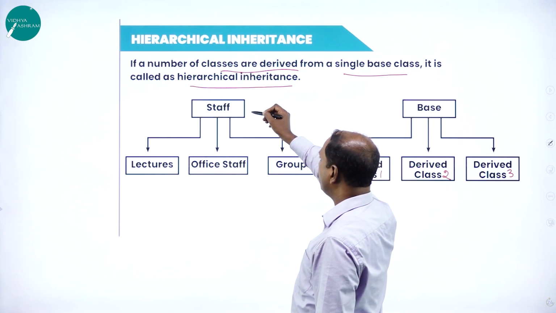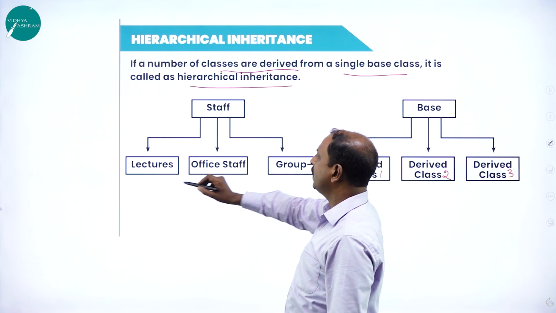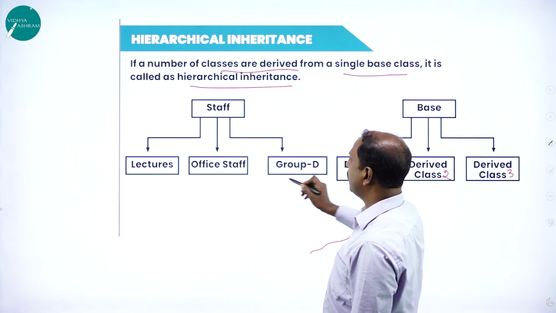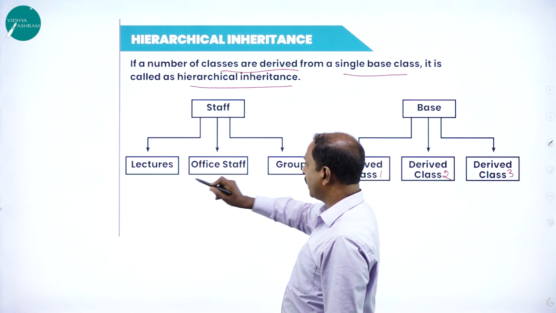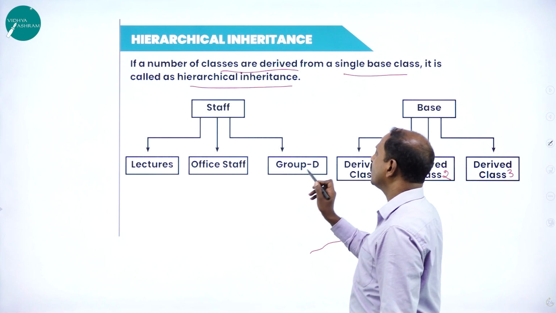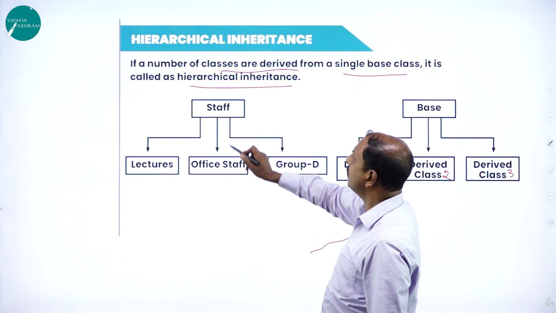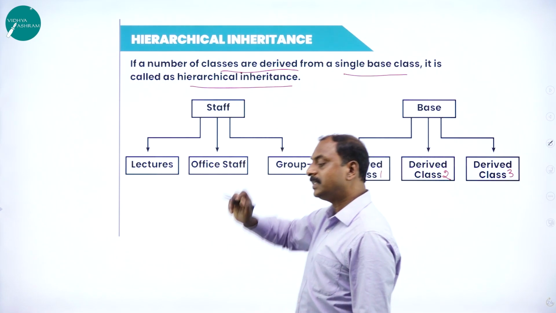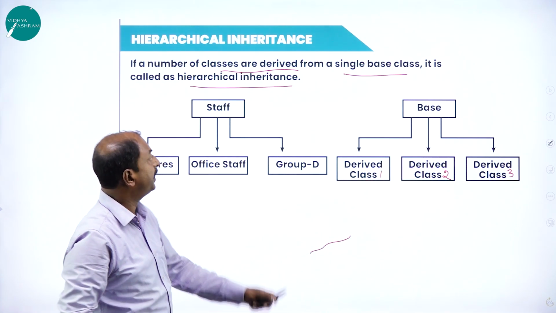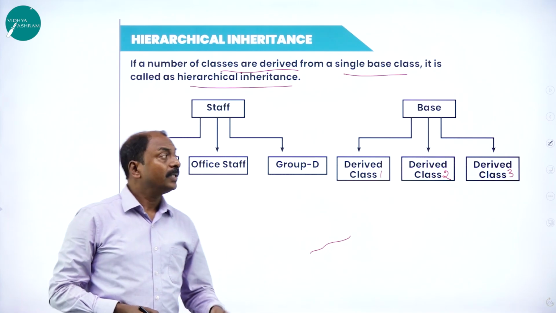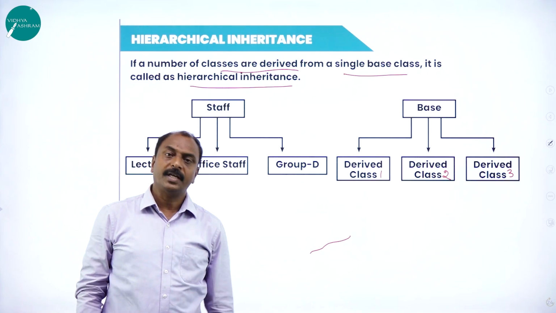Suppose in a staff, if we talk about a staff, we have different types of categories. Here we have lecturers, office staff, as well as group D staff. These are different classes that come under only one class, that is the base class. In this example, it is staff. So this is hierarchical inheritance.